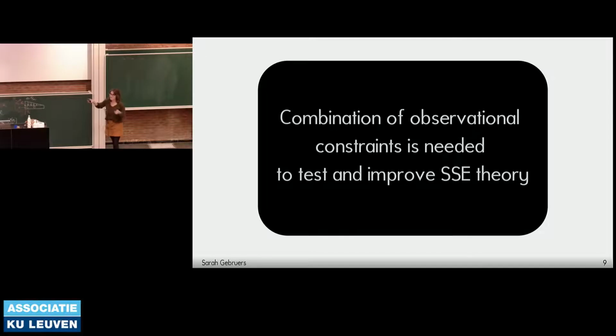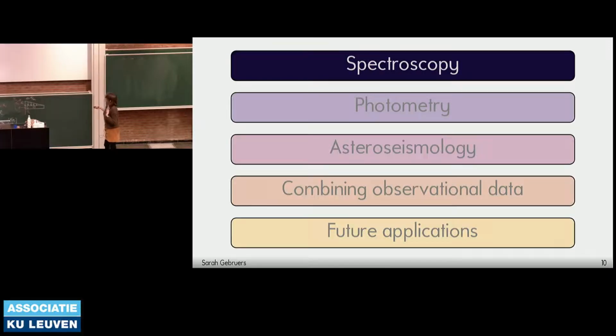So I hope that I could convince you that we need to combine all the observational data that we have available in order to test and improve upon the theory that we have, and to see what we can learn from each of these individual analysis techniques. For the rest of my talk, I will first go into the three main observations that I use and which methods I use for them. Then I will talk a bit about how I combine these data with the framework that I'm developing to combine the three of them, and some future applications for that.